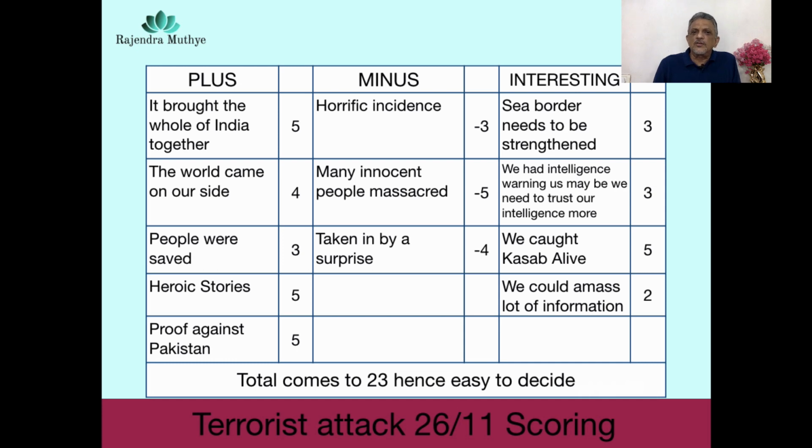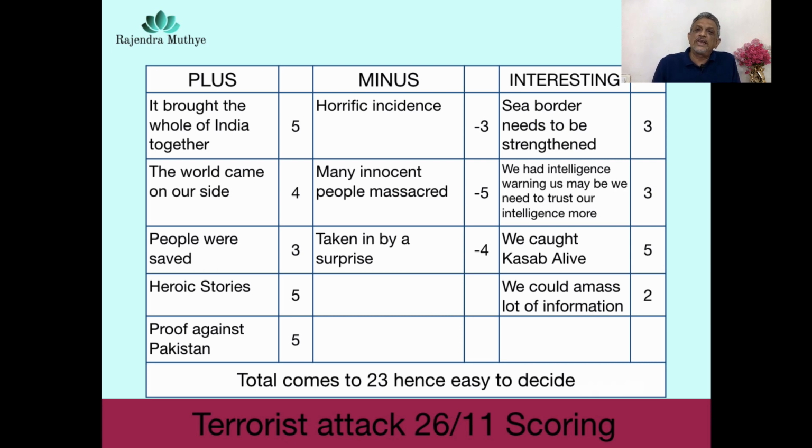The minus about it was that it was a pretty horrific incident. Many innocent people were killed. We were taken by surprise. If you can find any other minuses, please add them. This is just an example. But let's now go to the interesting part.